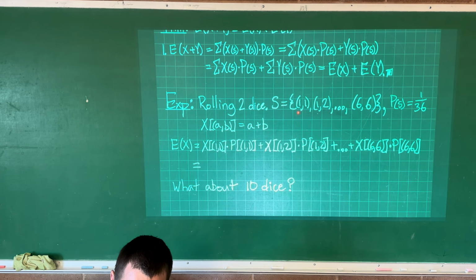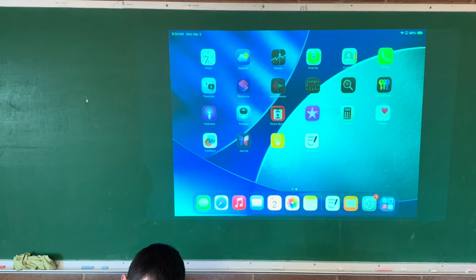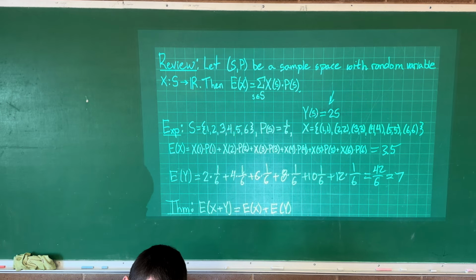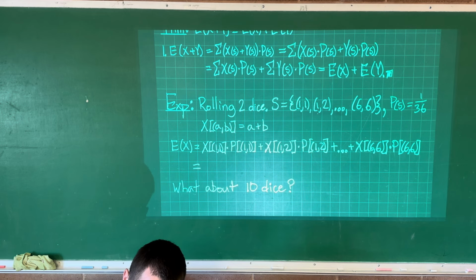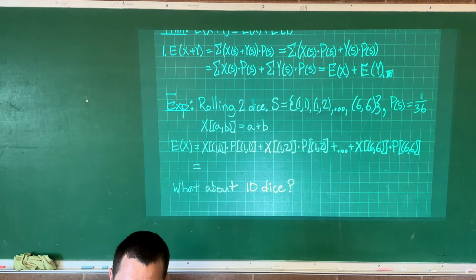Well, my first die could be 1 and my second die could be 1. My first die could be 1 and my second die could be 2. My first die could be 1, my second die could be 3. All the way down to I could have rolled a 6 and 6. How many things are in this S? 36. 36, one for each of the possible rolls.